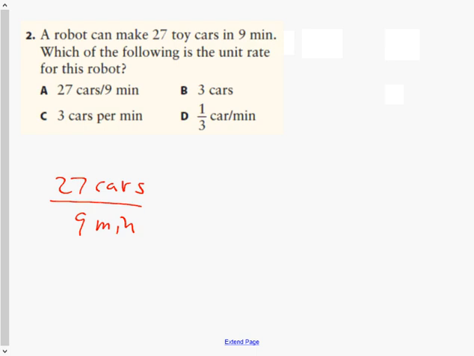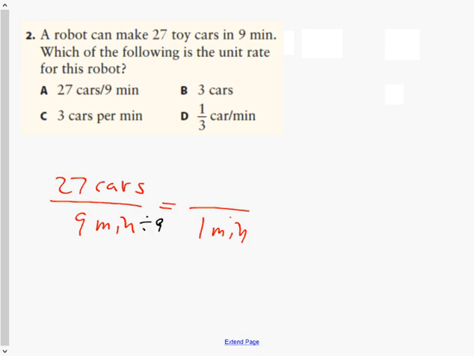But it then says which of the following is the unit rate for this robot. And we know that a unit rate means how many cars it can make in 1 unit. Now we could have said 1 hour, really. I could have brought it down to 1 minute and then multiplied it by 60, and that would be how many cars it makes per hour. Or I could do per day by multiplying it by 24 if the robot never stops. But per minute is the most efficient.